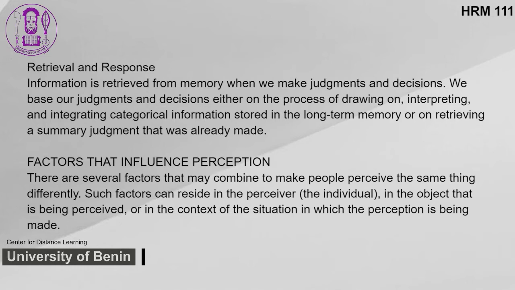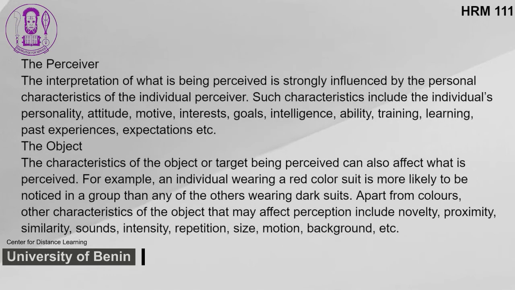Factors that influence perception. There are several factors that may combine to make people perceive the same thing differently. Such factors can reside in the perceiver, the individual, in the object that is being perceived, or in the context of the situation in which the perception is being made. The perceiver. The interpretation of what is being perceived is strongly influenced by the personal characteristics of the individual perceiver. Such characteristics include the individual's personality, attitude, motive, interests, goals, intelligence, ability, training, learning, past experiences, expectations, etc.